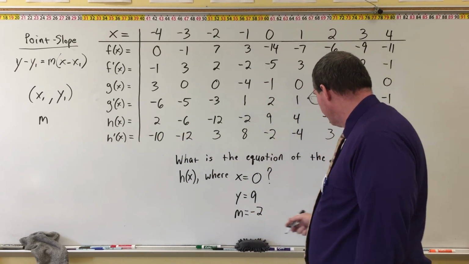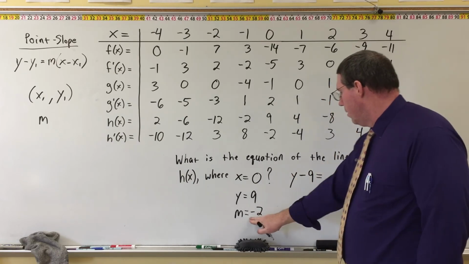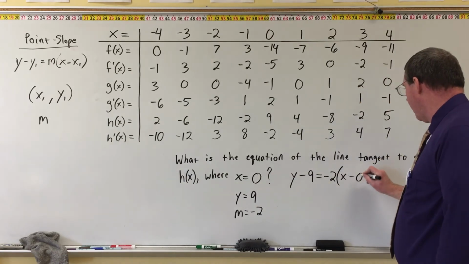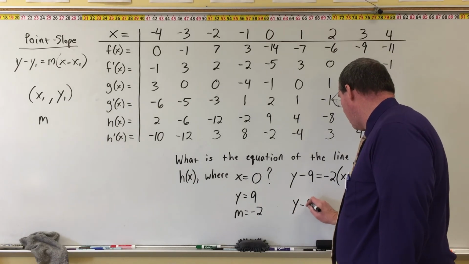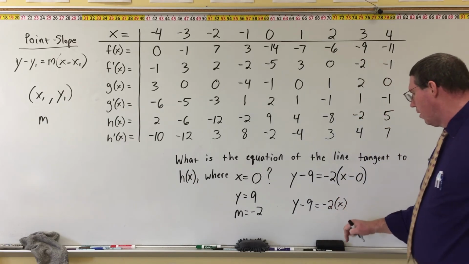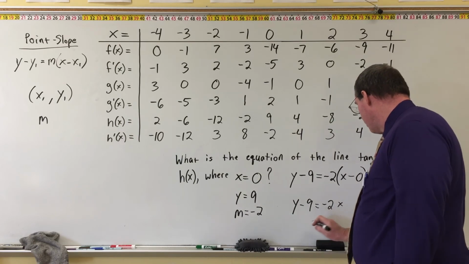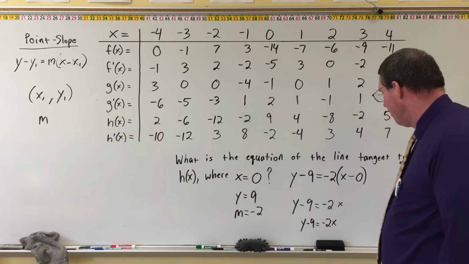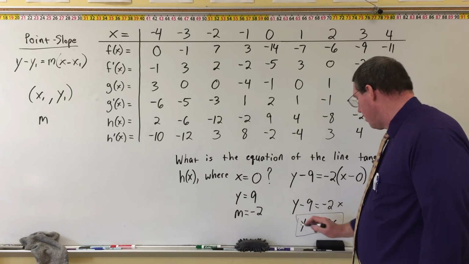So the slope is -2. So now we're going to do y minus 9 is equal to -2 times x minus 0. Well, x minus 0 is just x. And so what we can do is just do y minus 9 is equal to -2 times x. But since x is the only thing in the parentheses, we actually don't need the parentheses, and we can just have -2x. So y minus 9 is equal to -2x. Okay? And so here's your point-slope form when x is equal to 0.